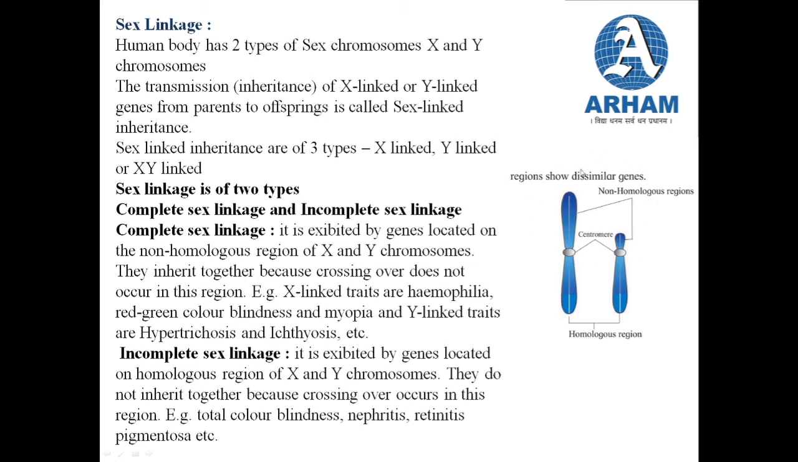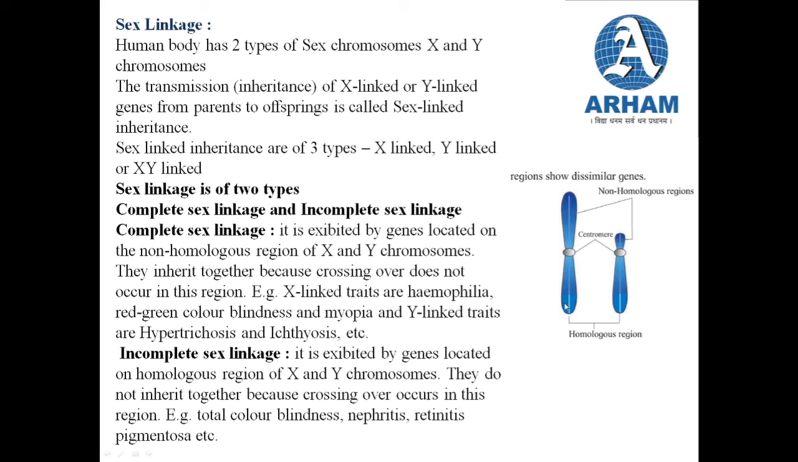After complete sex linkage, let us see the second type, that is, incomplete sex linkage. Incomplete sex linkage is exhibited by genes located in the homologous region of the X and Y chromosome. Whatever genes are located in this homologous region are exhibited by incomplete sex linkage. In this region, crossing over takes place, so the genes do not inherit together, because crossing over occurs in this region.